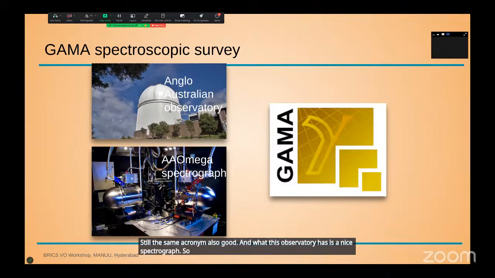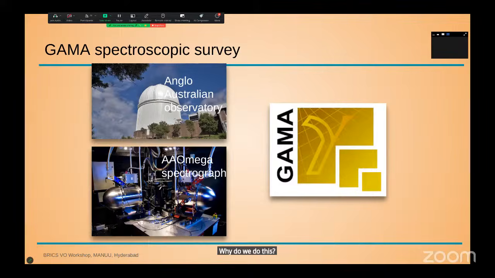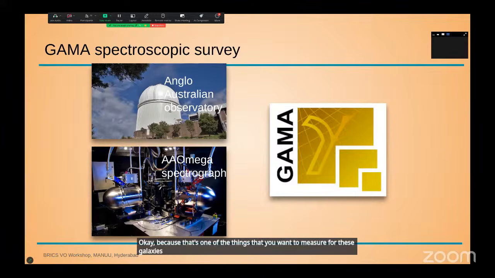So what is a spectrograph? You take the light and it disperses the light into its wavelength components. Why do we need this? Because we want to measure redshifts. That's one of the things that we want to measure for these galaxies. And if we can measure the redshift and if we know the constituents of the universe, then we can combine them to figure out what the distance to these galaxies is, what the luminosity distance is, what the angular diameter distance is. All these numbers we can calculate.